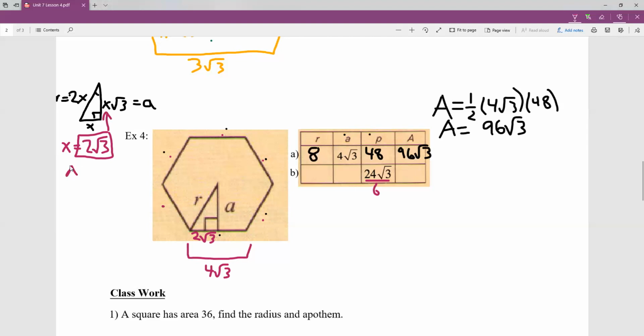So the apothem is going to be 2 root 3 times root 3. So to do this, you multiply the root 3's together. So root 3 times root 3 is going to give you just 3. So it's just going to be 2 times 3, which means your apothem is 6. All right. So that's the apothem. Now to find the radius, I'm going to take 2 root 3 again, which is my x, and I'm going to plug it into that x. So 2 times this stuff is just going to be 4 root 3.